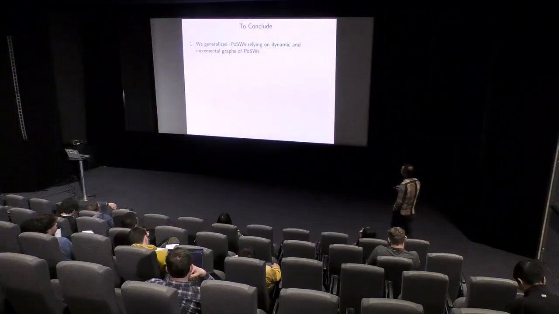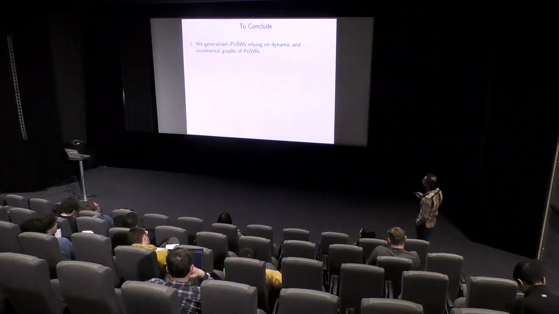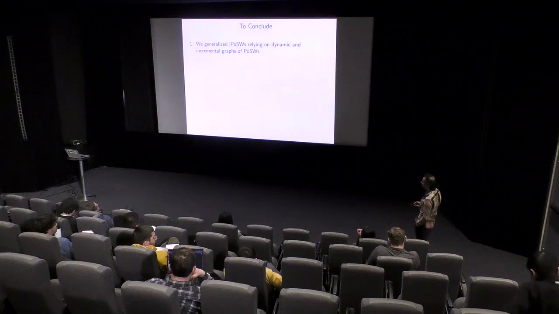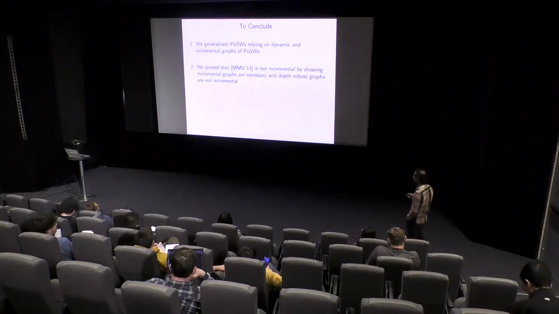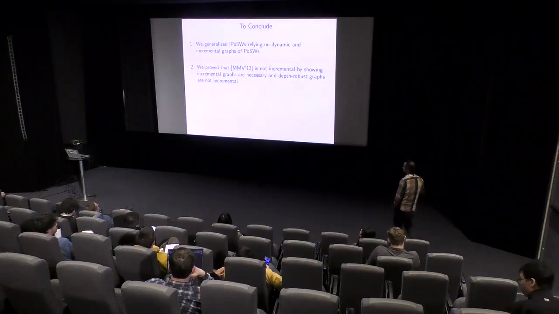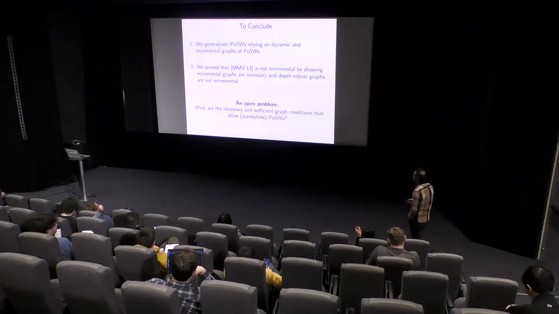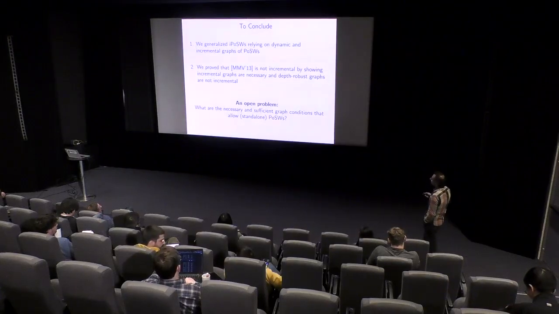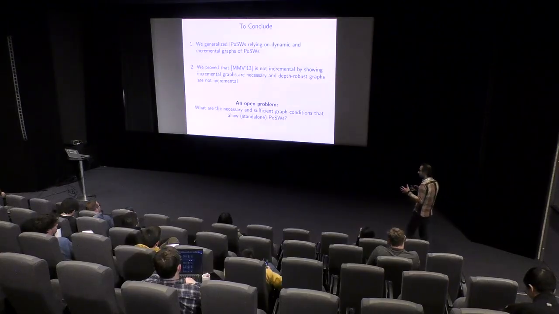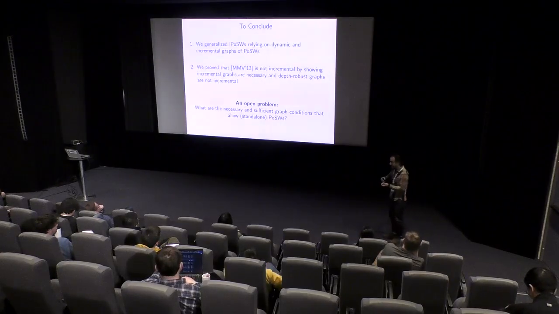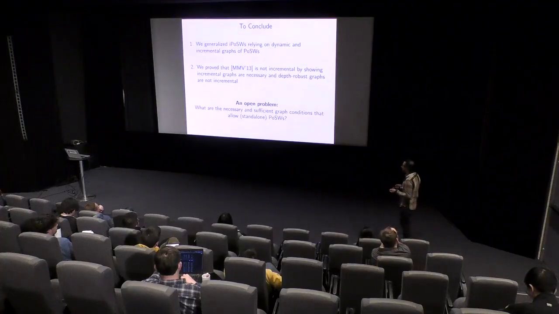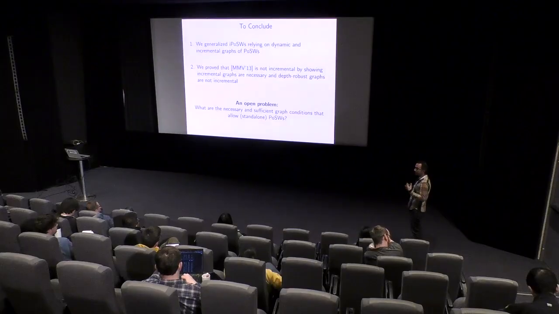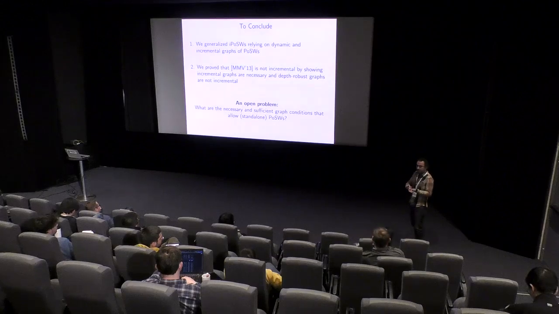So to conclude, in this work, I generalized IPOSWs relying on dynamic graphs and incremental graphs. And most importantly, we proved that MMV cannot be made incremental. The intriguing open problem is the following. The incremental graphs approach takes a POSW graph and asks how to make it incremental, while the main question is: what makes a graph good for POSWs? Like, what are the combinatorial properties that a graph has to have in order to be a good POSW graph?